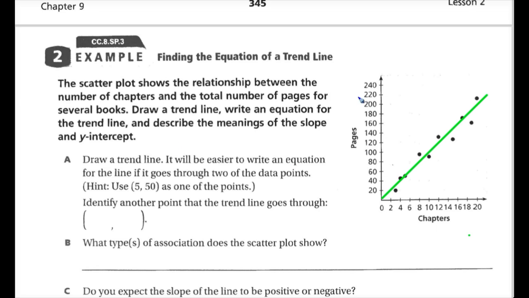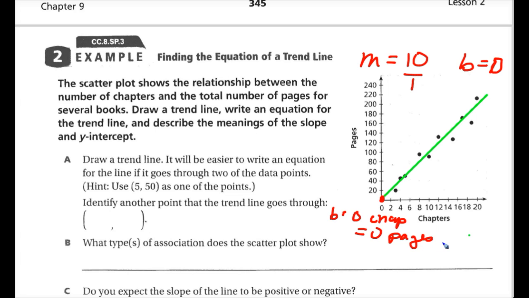And a couple things, my slope was 10, or 10 over 1. My y-intercept was 0. Let's take a look at what that means. If I look at the numbers, if I have 0 chapters, how many pages will I have? 0, right? So this is saying 0 chapters equals 0 pages. That makes complete sense, right? Yeah, totally does.